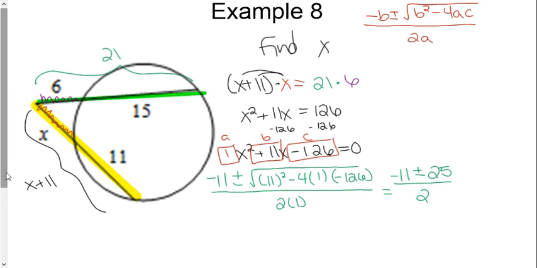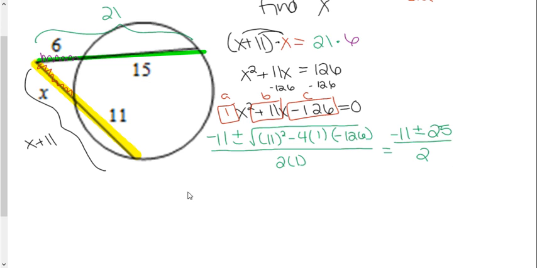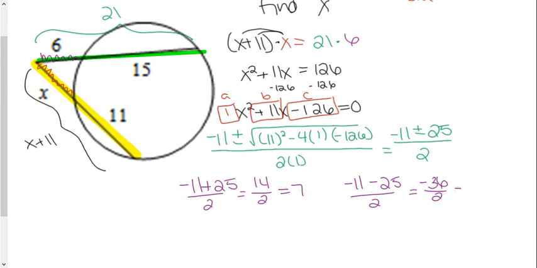So when we get that, we now have to write two different equations because we have a plus and a minus here. So I'm going to do negative 11 plus 25 divided by 2, and I'm going to do negative 11 minus 25 divided by 2. So all I did was I split this plus or minus into two different equations. In the first one, negative 11 plus 25 is 14, and I divide that by 2, I get 7. In this case, if I do negative 11 minus 25, I get negative 36 divided by 2, which is negative 18.